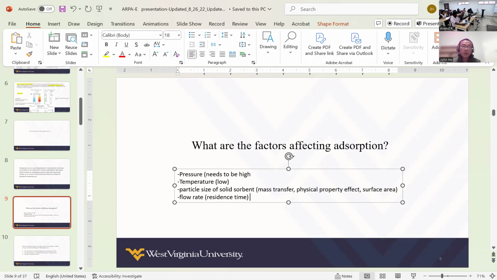You're right. In terms of chemical engineering, it's called residence time, or contact time. You have to give enough contact time between ammonia and the solid sorbent. Very good. Keep on going. There'll be more.